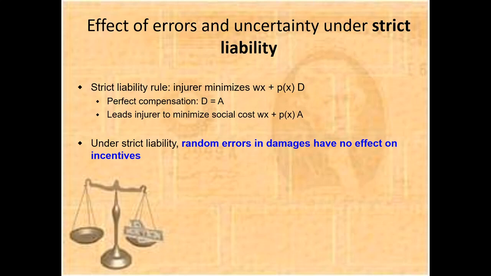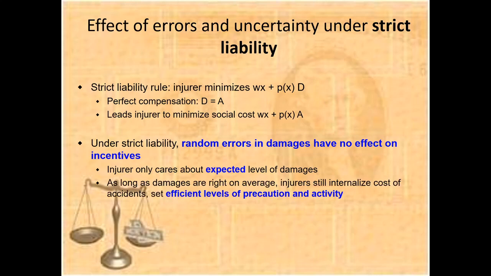So under strict liability, random errors in damage have no effect on incentive. Given that the errors in damage have no effect, random errors have no effect on incentive. The injurer only cares about the expected level of damage in that sense.